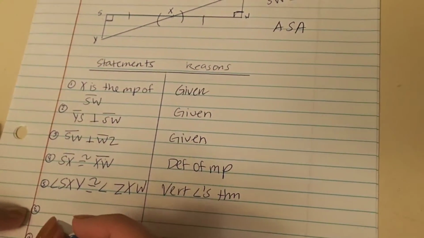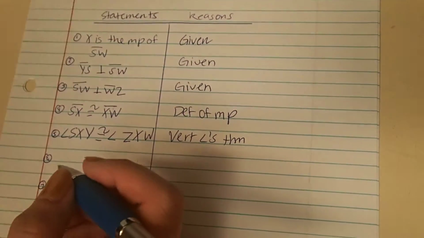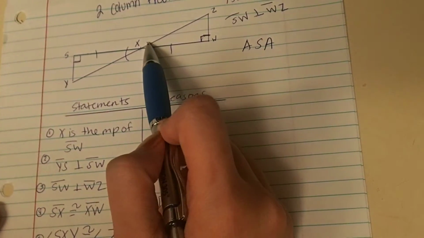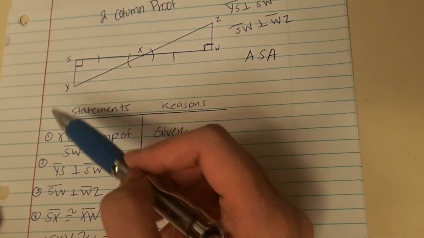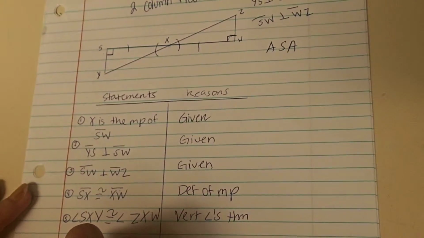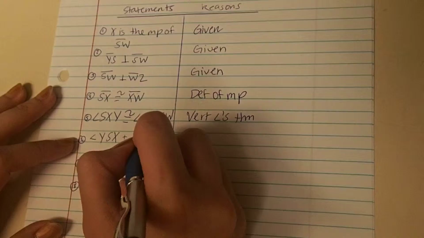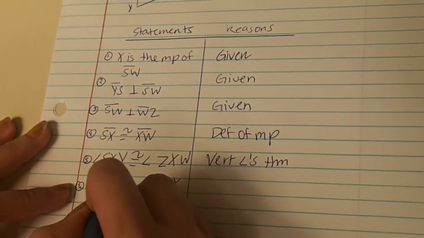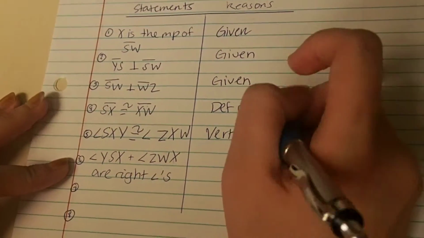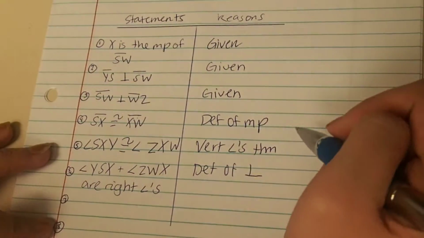And the sixth step is angle YSX and angle ZWX are right angles because of these steps right here. So angle YSX and angle ZWX are right angles because of definition of perpendicular.